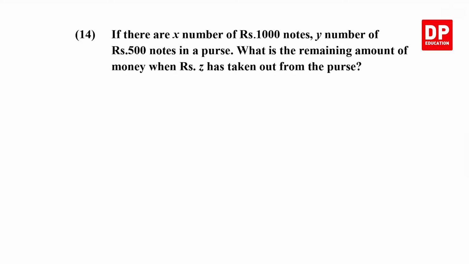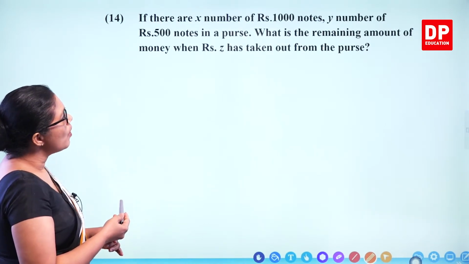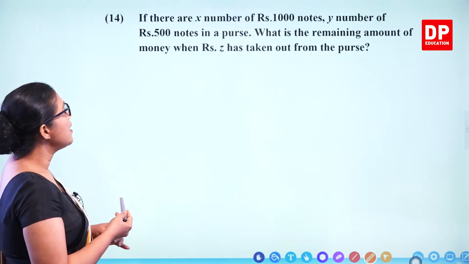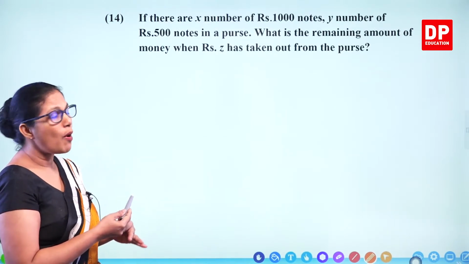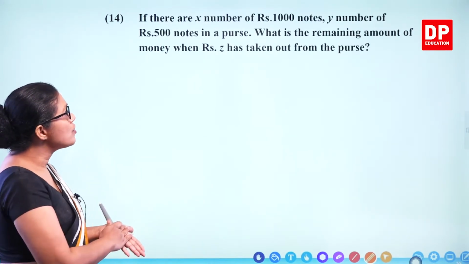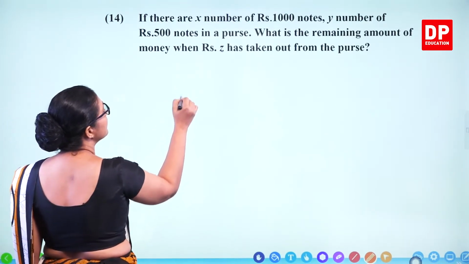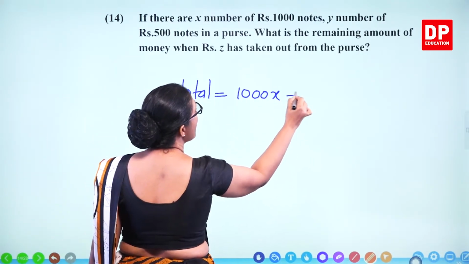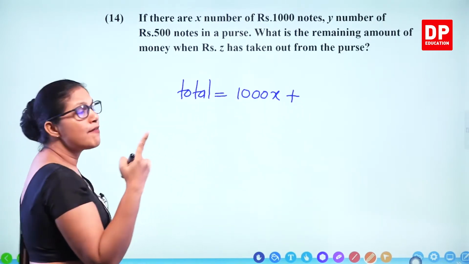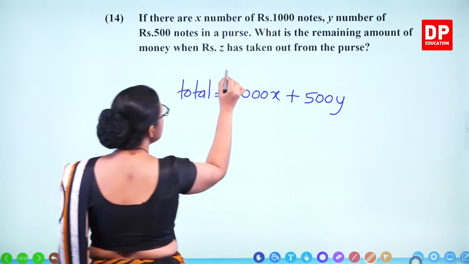Question number 14. If there are x number of 1000 rupee notes and y number of 500 rupee notes in a purse, what is the remaining amount of money when z rupees has been taken out from the purse? So what is the total amount you have? 1000 rupee notes, there are x numbers. So what is the total? 1000x. So total is 1000x plus y number of 500 notes. y into 500 means 500y. So this is in rupees.